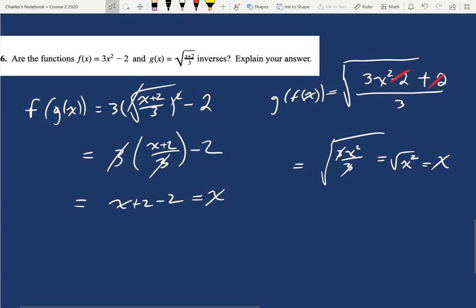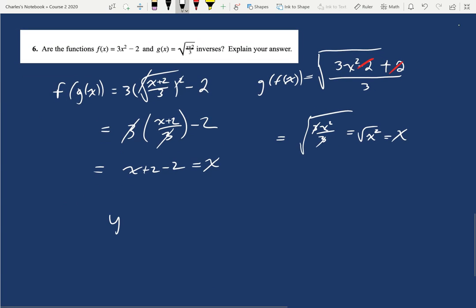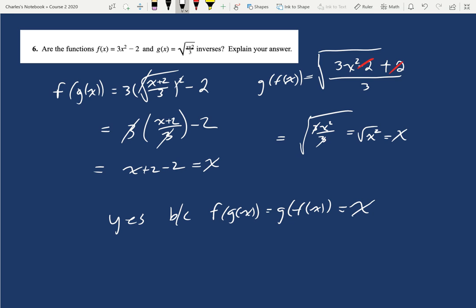And so my answer would be yes, because f of g of x equals g of f of x equals x. The functions are inverses.